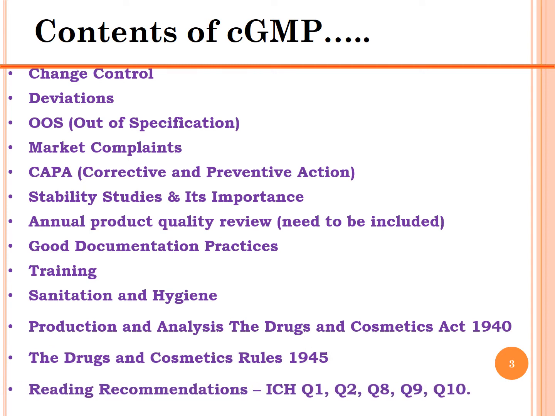Contents of cGMP. Change control. Deviations. OOS, out of specification. Market complaints. CAPA, corrective and preventive action. Stability studies and its importance. Annual product quality review, need to be included.